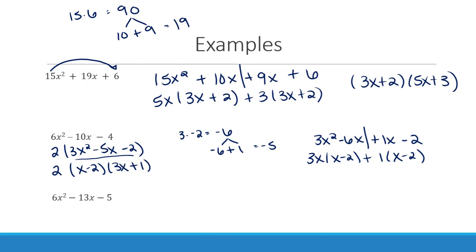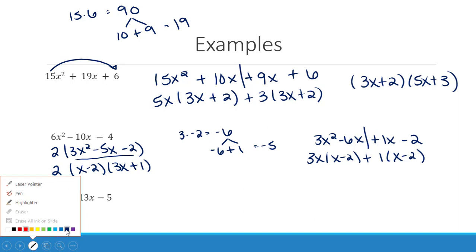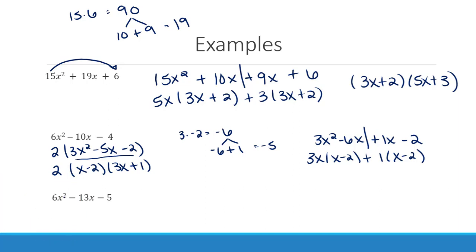All right, let's look at this last example. Look for a GCF of all of them. There is not one. So I'm going to multiply A and C together. So this would be 6 times negative 5, which is a negative 30. What adds to give me a negative 13?